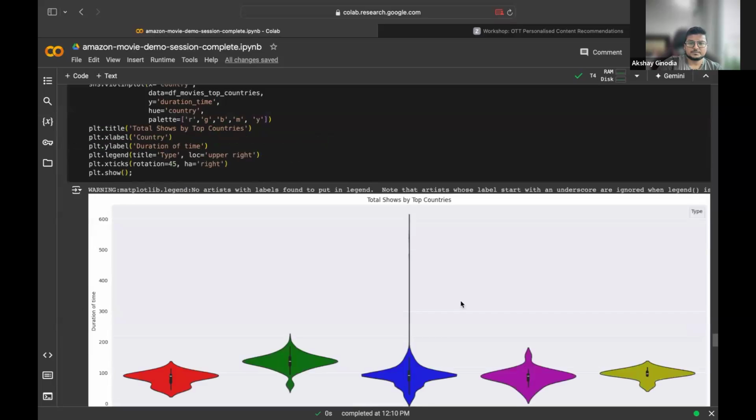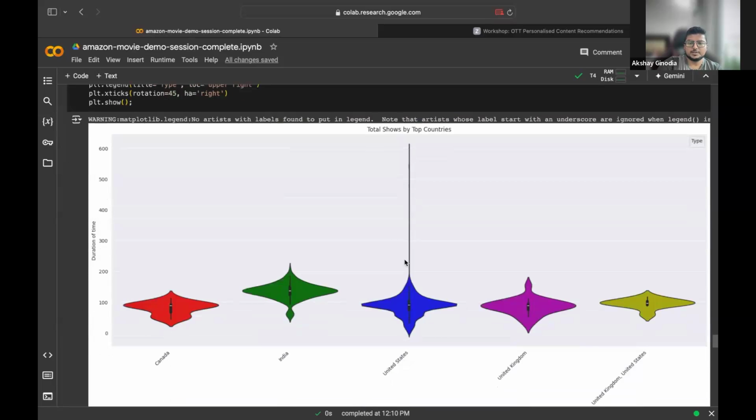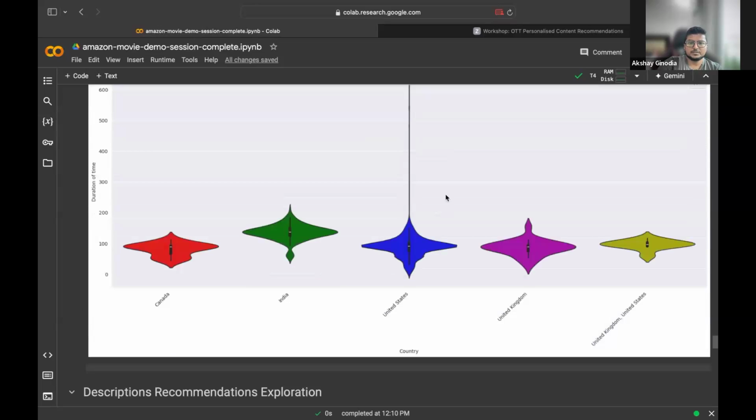Now this is known as a violin plot. It pretty much represents the same thing: the duration of the movies. This is the tail that shows the outliers, but this again shows the distribution. The more it is stretched, the more is the range of that particular plot.